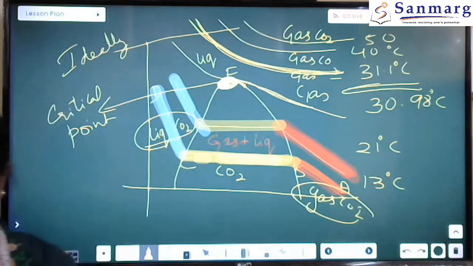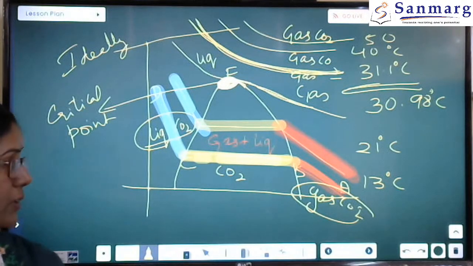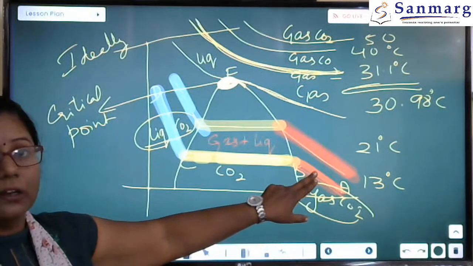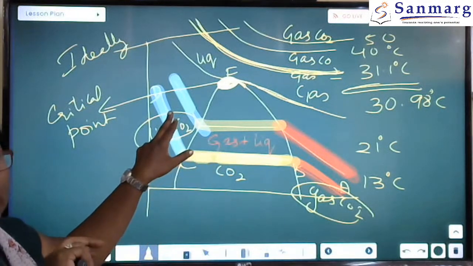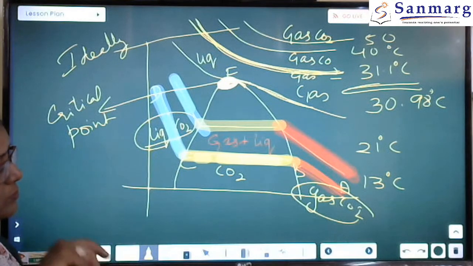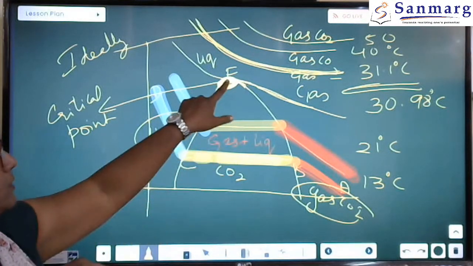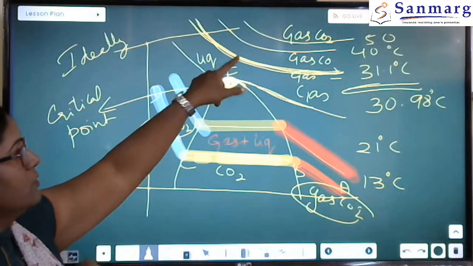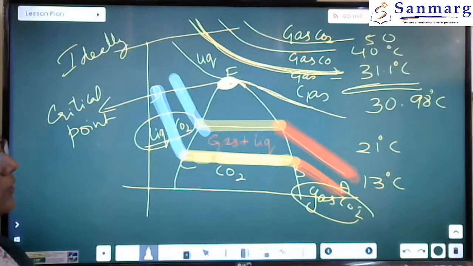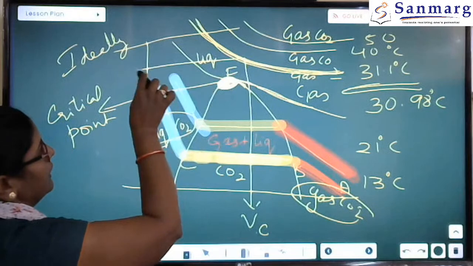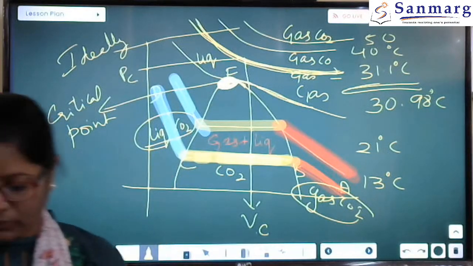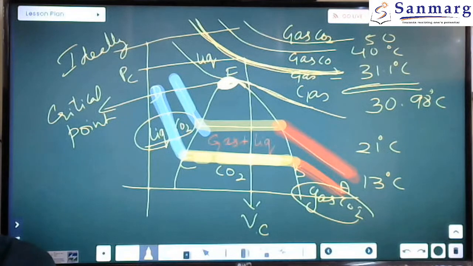Details about this you are going to study in higher classes. This part is gas, this part is a mixture of gas and liquid, and this is only liquid carbon dioxide. This point is the critical point, with the critical temperature, and the pressure and volume at that point are the critical pressure and critical volume. This is the Andrews isotherm for carbon dioxide.